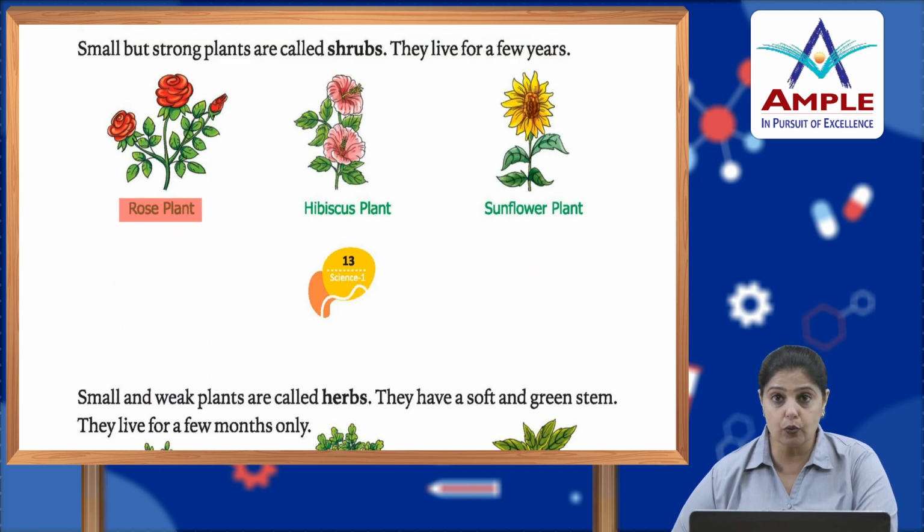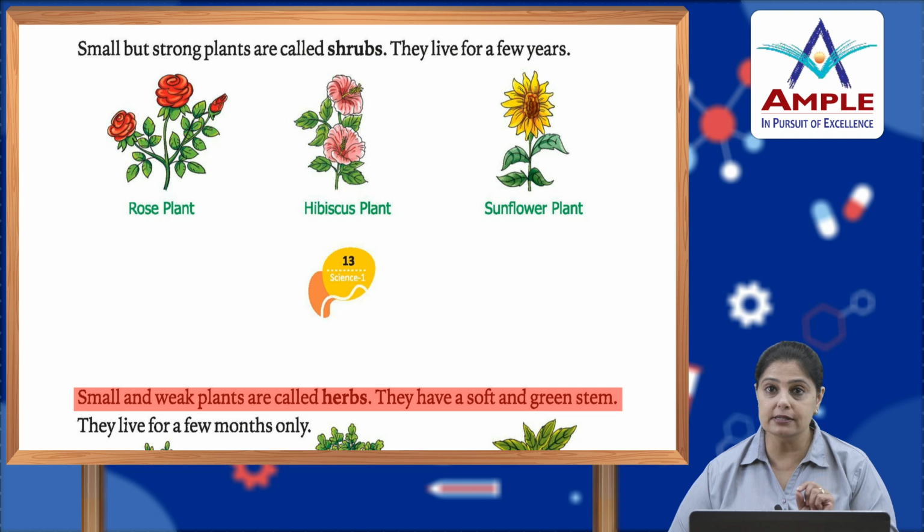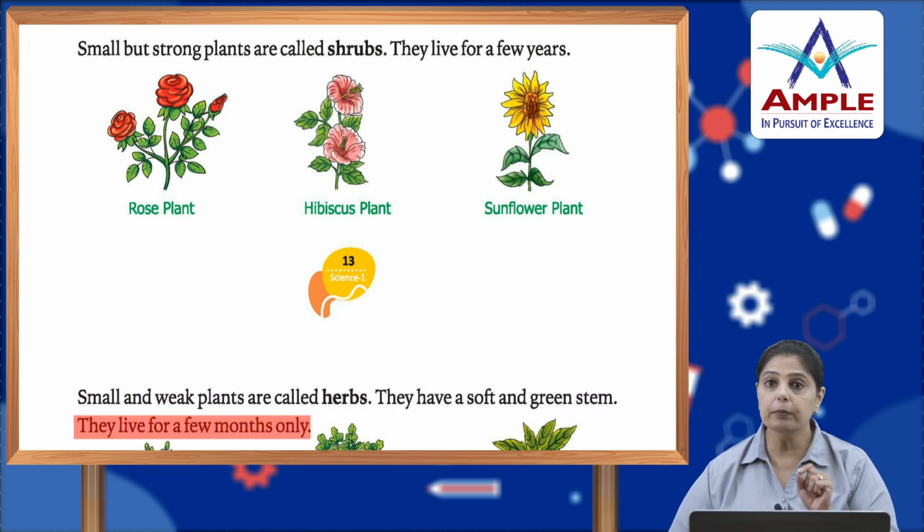Now, if you look at the rose plant or the hibiscus or the sunflower plant, okay, they are small, but they are very strong, okay, and that's the reason why they are called shrubs. Small and weak plants, okay, are called herbs, okay. They have a very soft and green stem. They live for a few months only.